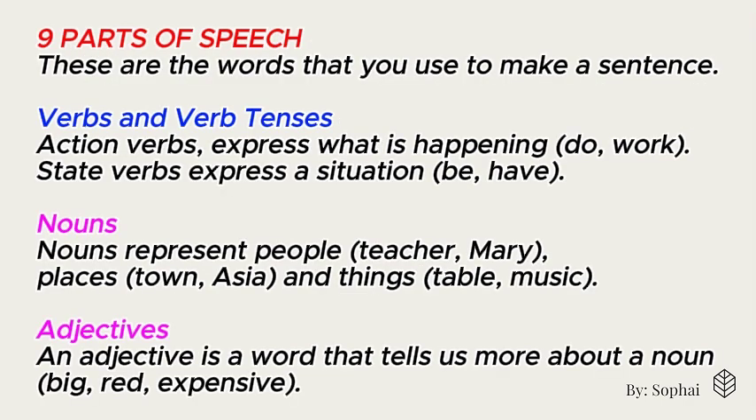9 parts of speech. These are the words that you use to make a sentence. Verbs and verb tenses. Action verbs express what is happening: do, work. State verbs express a situation: be, have. Nouns. Nouns represent people: teacher, Mary; places: town, Asia; and things: table, music. Adjectives. An adjective is a word that tells us more about a noun: big, red, expensive.